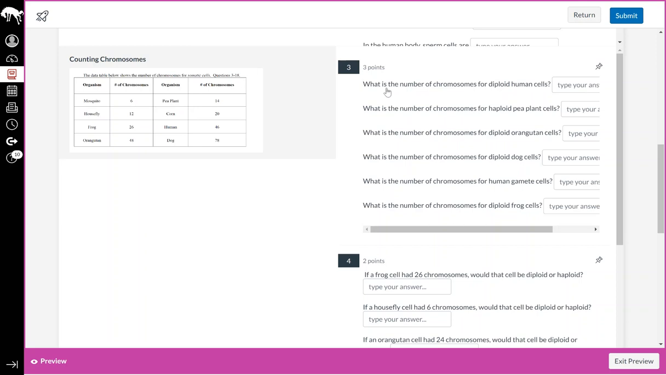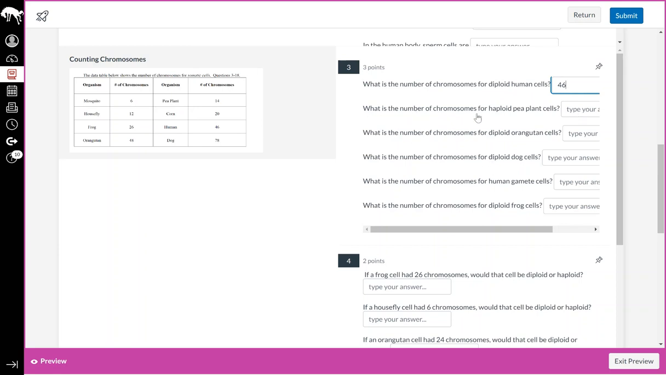So this first one here says, what is the number of chromosomes for diploid human cells? Let's go over to this chart and see what we have. It says for human, somatic cells are going to have 46 chromosomes. We need to be able to identify that somatic cells are diploid cells. So it's really just giving us the answer here. Our answer is going to be 46. And when we enter our answer, we just need to type in the number here.